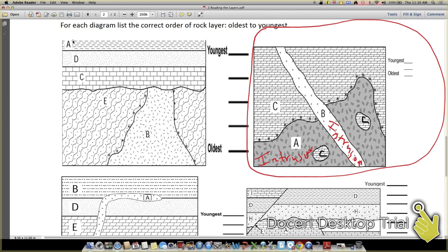All right, my turn. My turn because it doesn't take this long. Akaya, tell me the oldest rock layer. C. What comes next, Brian? A. And then obviously B. C is affected by both. A is affected by B, and B only affects everything else.